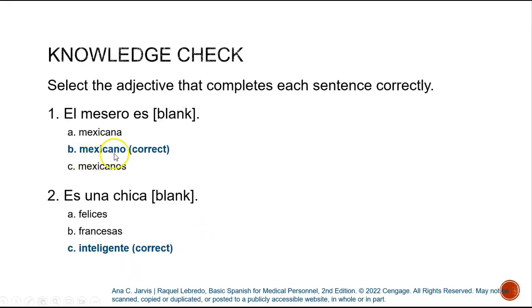If you said be mexicano, muy bien. El mesero es mexicano. Keep it masculine with the O. Es una chica inteligente. A was plural and B was plural, so it cannot match. Okay, we're making sure the adjective matches the noun, mesero. And if you're not sure what that meant, at least you can kind of tell by looking at the O ending that it's masculine, but that means the waiter. And then chica is girl, so it's feminine with the A, so chica inteligente, keep it singular.